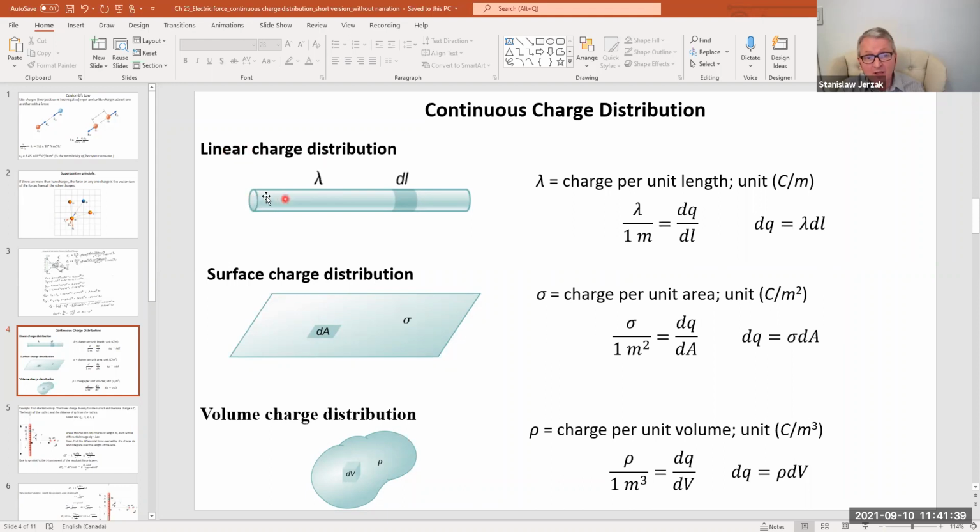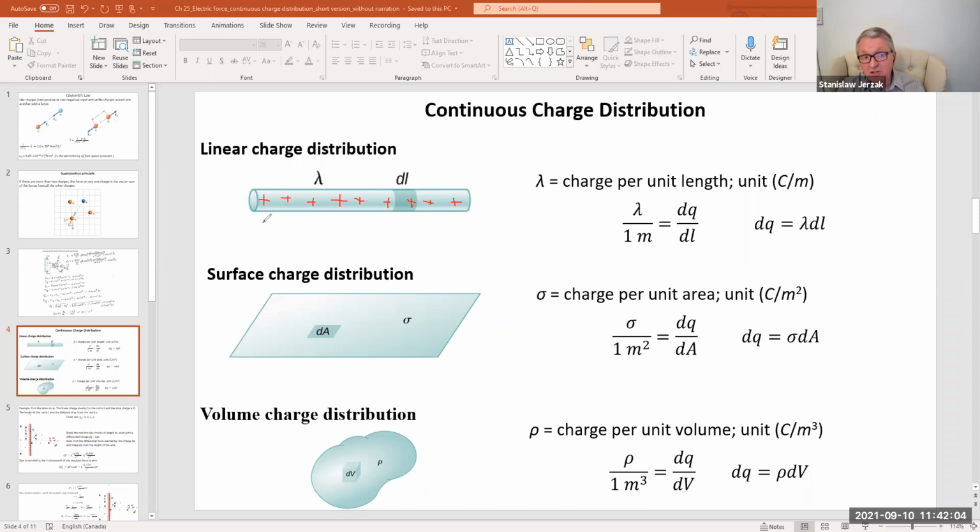So imagine that we have a charge uniformly distributed on a very thin rod. So let's say this is positive charge. So I draw that this charge is positive and uniformly distributed. Uniformly distributed means that there is the same amount of charge per unit length.